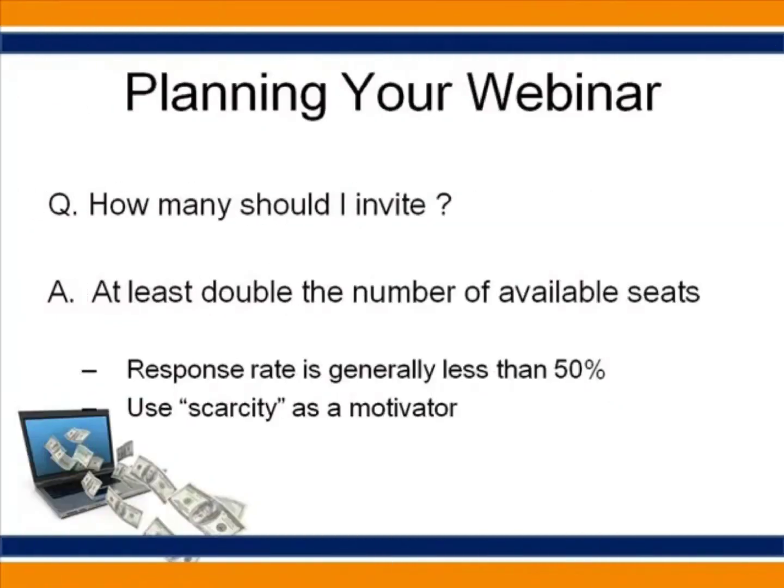How many should I invite? One common beginning presenter mistake lies in inviting approximately the same number of people that your webinar hosting provider allows. For instance, if your webinar hosting provider specifies a maximum of 25 people, inviting 30 people. Given the statistics showing an average response rate for all webinars of less than 50%, it would be more effective if you invited 50 to 60 people to your 25-seat event. Besides which, you can legitimately use the principle of scarcity. There's only 25 seats available, to encourage them to take action and register today.